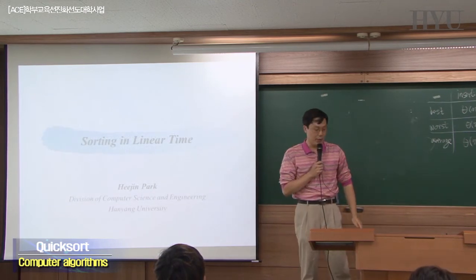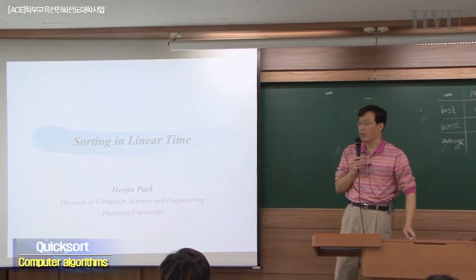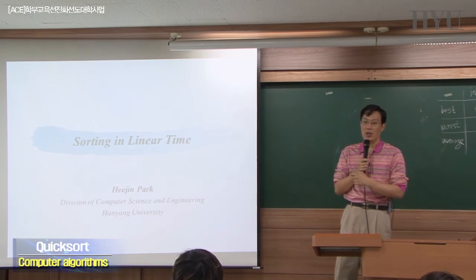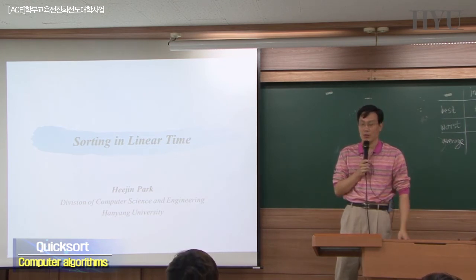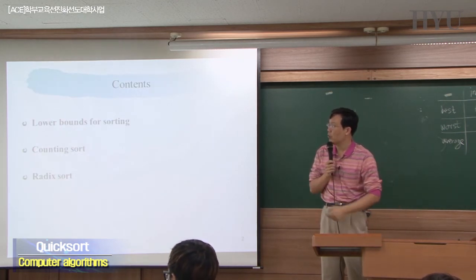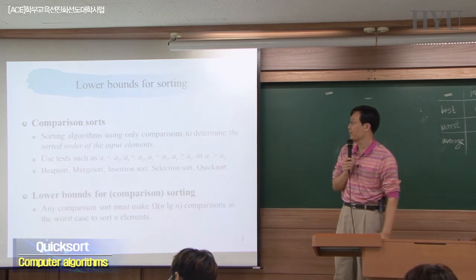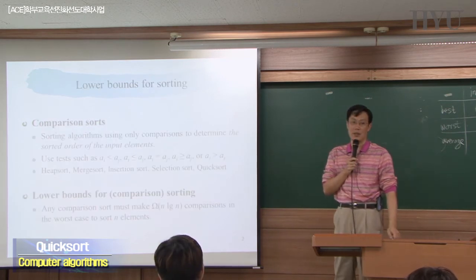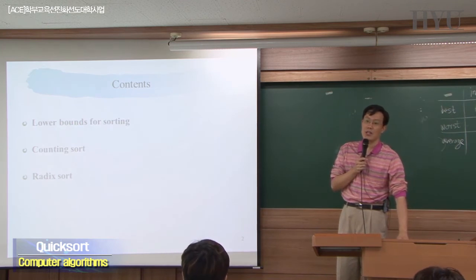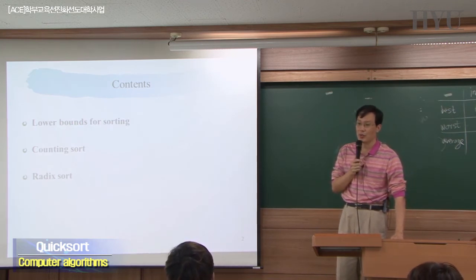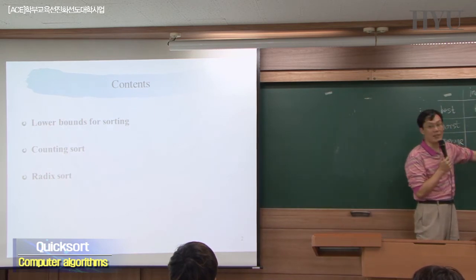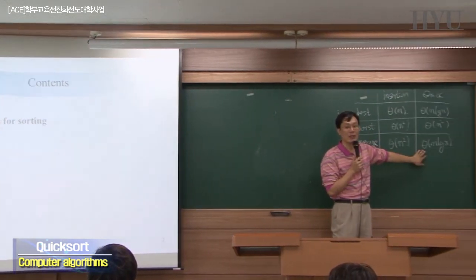And then I will explain the next chapter, sorting in linear time. I will not cover all the topics in this chapter. I'll tell you about the lower bounds for sorting. The main idea is simple. The worst case running time of any sorting algorithm cannot be better than this: n log n.